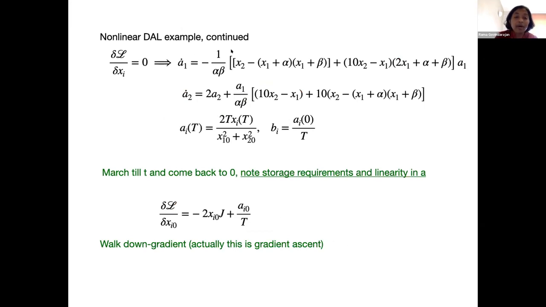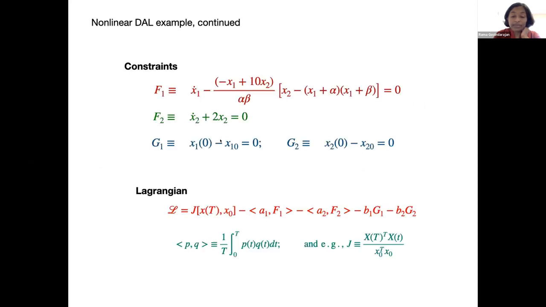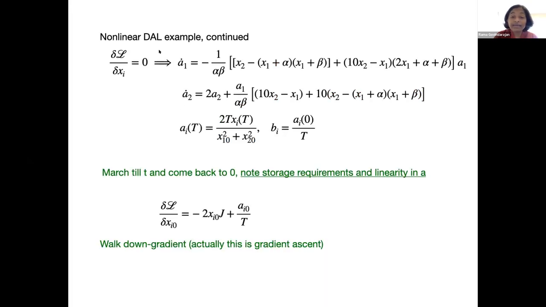When I have an optimum, I know that the derivative of the Lagrangian at the optimum with respect to any of these variables, xi or the initial condition, has to be zero. Like it has to be optimal, namely the derivative has to be zero. So that gives me all these conditions. In particular, it gives me these two equations in A1 dot and A2 dot. Remember, these were the Lagrange multipliers. And this is extremely important for Navier-Stokes because these are the equivalent of the adjoint Navier-Stokes equations.